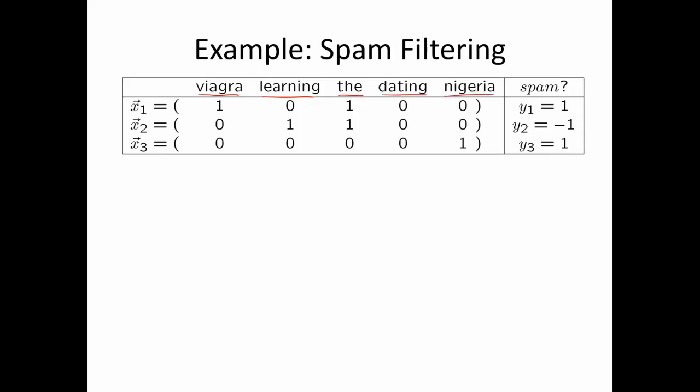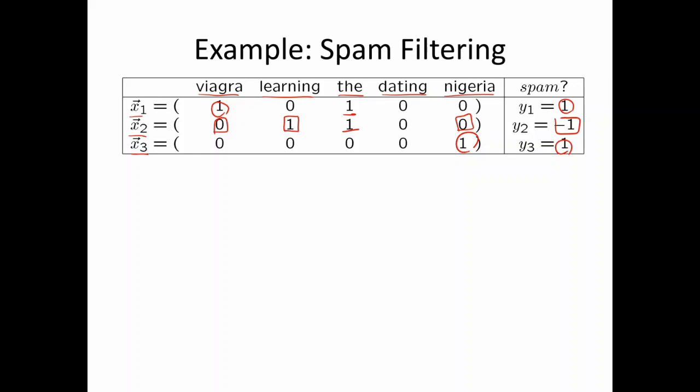And suppose we have 3 emails, 1, 2, and 3. And each email has classification 1 for spam and -1 for not spam. It's a very small data set, but we can see that words like Viagra and Nigeria are associated with the email being spam, whereas the word learning, or perhaps not having the words Viagra or Nigeria, is associated with the email not being spam. And the word the doesn't really tell us much.